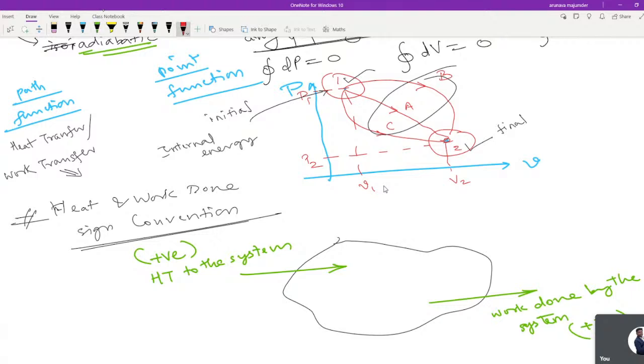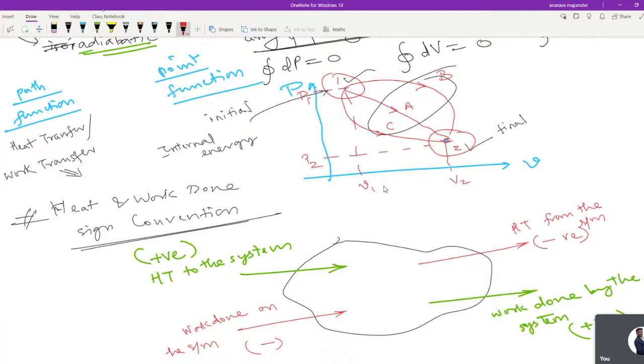Whereas when heat leaves or is transferred from the system, it is always going to be negative. And when work is done on the system, it will be negative. Okay? It is going to be negative.